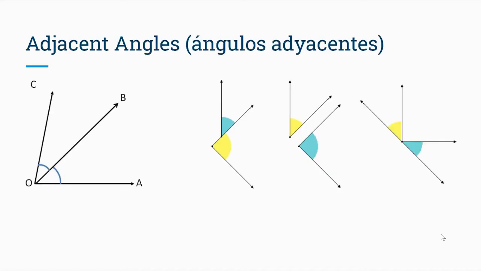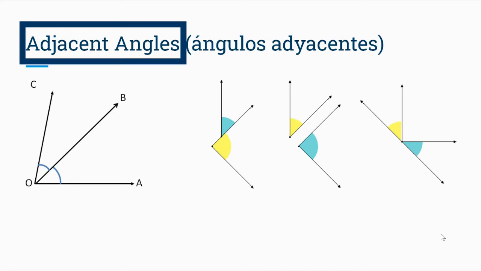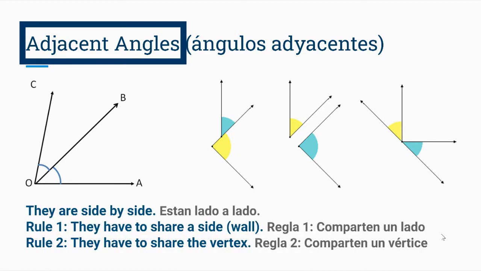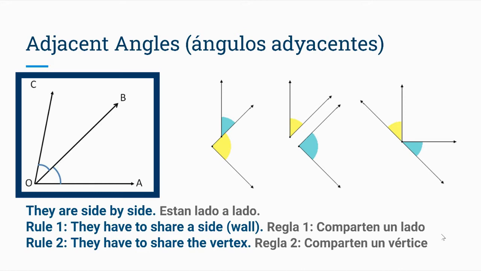The first term that I would like to review is adjacent angles. They are angles that are always side by side. They have to share a wall and a vertex. If you look at the example on the left side of the screen, those two angles COB and BOA, they are adjacent because they share a vertex and a side.